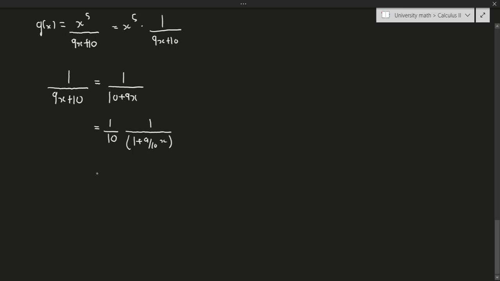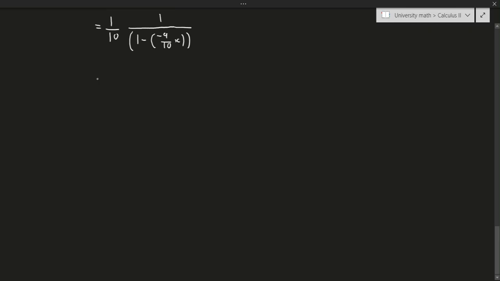Okay, but then this is the same thing as 1 over 10 times 1 minus 9 over 10 times x, and then 1 on top. Okay. But then this is the same form as 1 over 1 minus r. So we're good to go. Or 1 over 1 minus x more appropriately. So we can go ahead and use our summation formula for the geometric series.